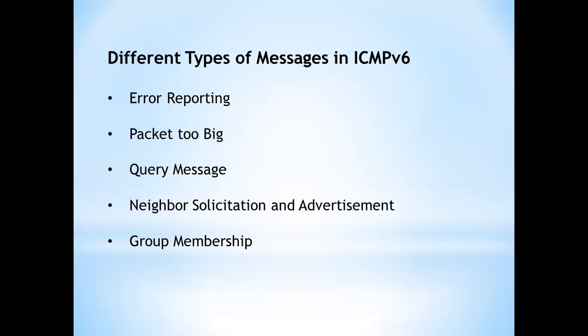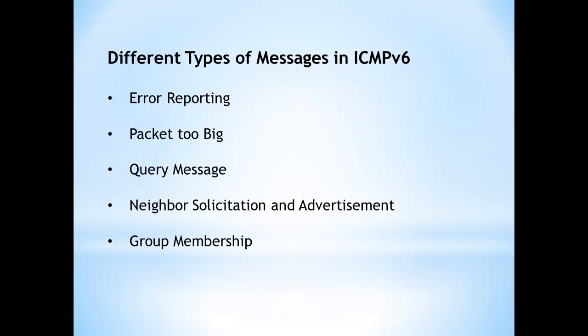A network layer in version 4 contains ARP, but in ICMPv6 ARP has been eliminated and its duties are included in ICMPv6. The principle has remained the same, but the format of the message is changed.